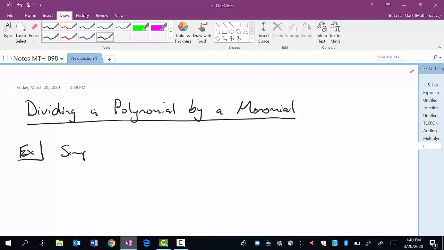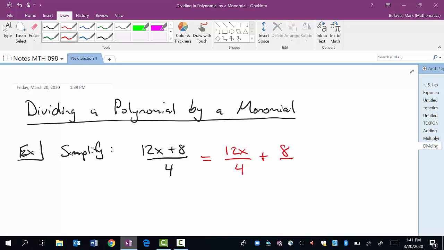If I asked you to simplify something in this form, 12x plus 8 divided by 4. The 12x plus 8 you may have seen almost in a y equals mx plus b type form of a line. But if I'm dividing by 4 here, I'm dividing a polynomial, something with multiple terms, by a single term, a monomial. And what you can do is take each term of the numerator and put it over the monomial denominator. So 12x over 4 plus 8 over 4. Now you can only do this if there's one term in the denominator, but a monomial is one term, so this will be the easiest way to divide it.